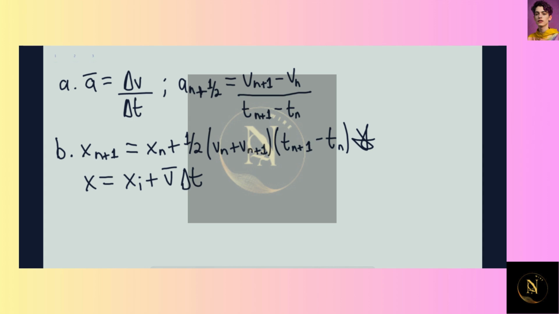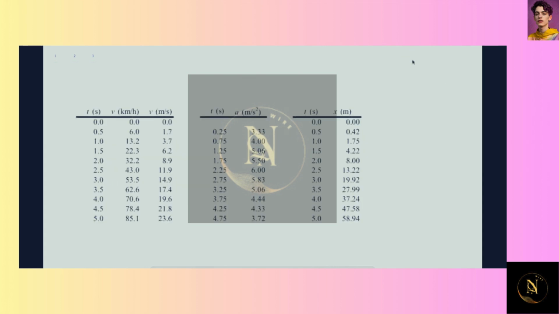And tabulated, it would look like this. So these would be the time, the velocity in kilometers per hour, and the velocity in meters per second. Again, we know that 1 meter per second is going to be 3.6 kilometers per hour. And we know here it would be t in seconds. So this would be for A, and these would be for B.